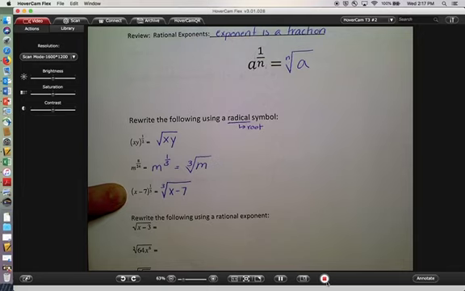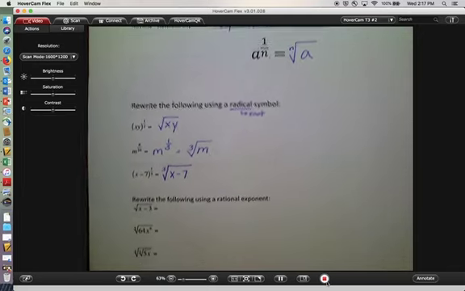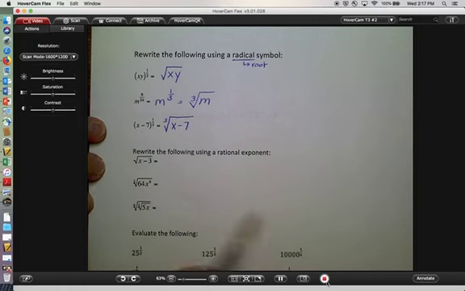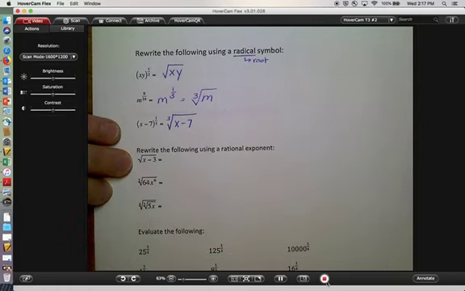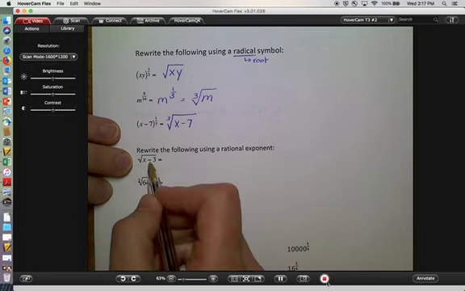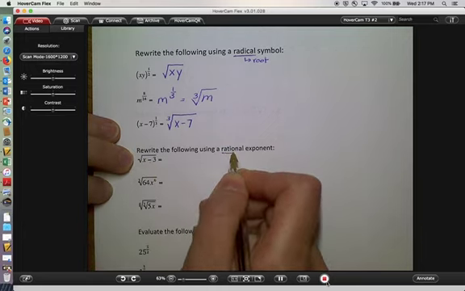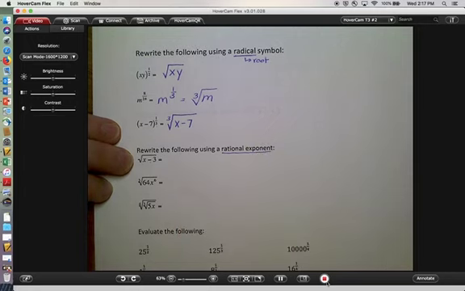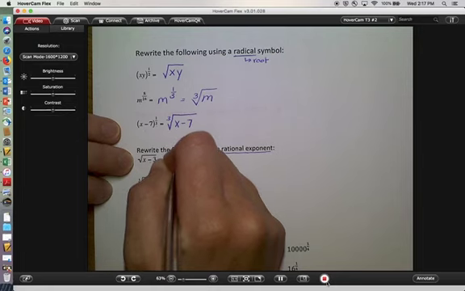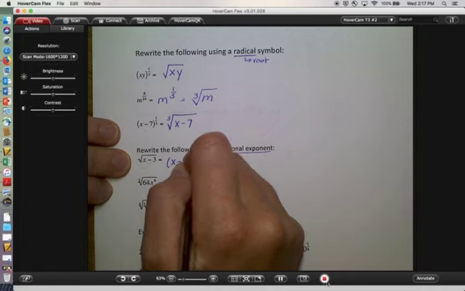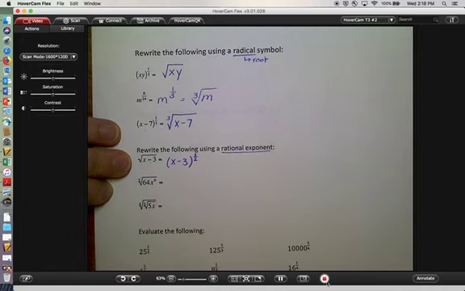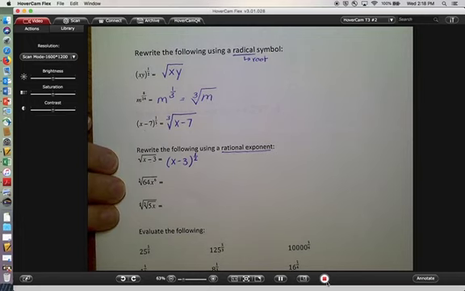So pretty easy. Now we're going to work in reverse. So on the first one here, I notice that there's no number in the nook, so it's implied to be a 2. It means a square root of x minus 3. And we have to rewrite this with a rational exponent, meaning use an exponent that is a fraction. So I'm going to take x minus 3, and I'm going to put it in parentheses because the entire thing is being square rooted. Then the entire thing needs to be raised to the 1/2 power. Go ahead, pause the video, try the next two.